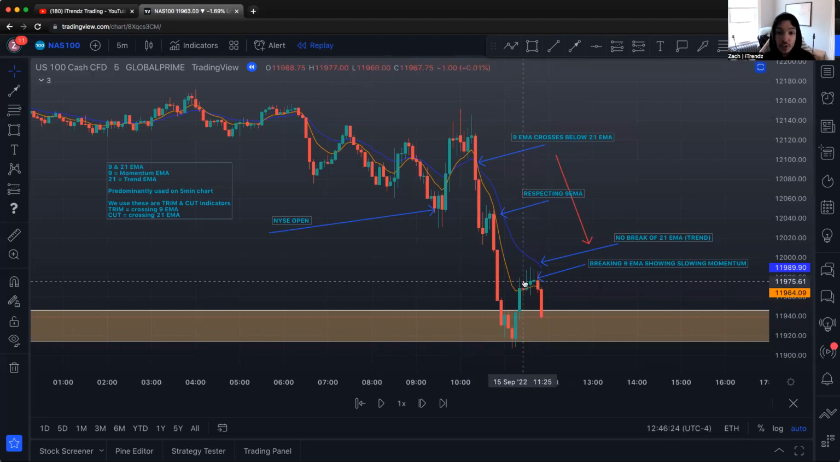because it's showing you, this is telling you right here that we're hovering around this 9 EMA. It's telling you that momentum is beginning to slow. But what is it also telling you? It's telling you that there's no reversal in trend, because we haven't broken the 21 yet. There's no break of the EMA, the 21 EMA, so there's no break of the trend. The trend is still down, but the momentum to the downside is slowing. So you want to take advantage of that momentum in your day trades.